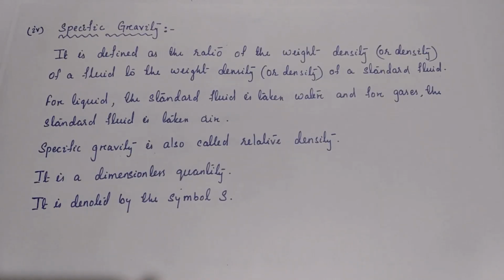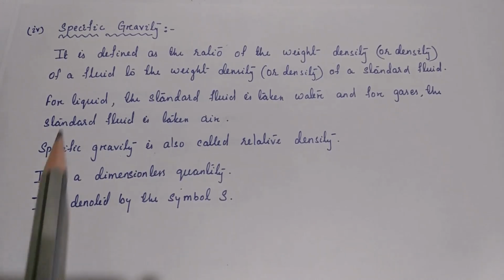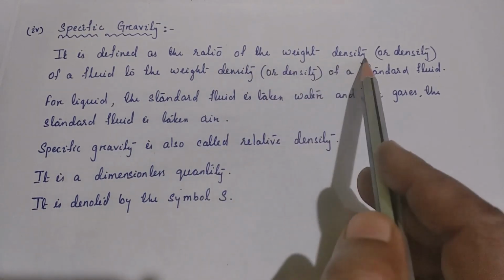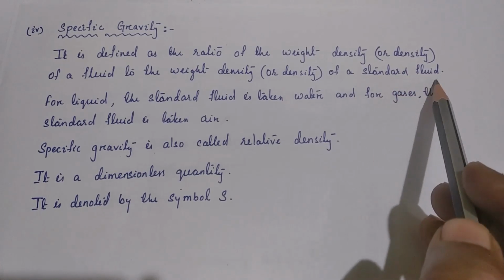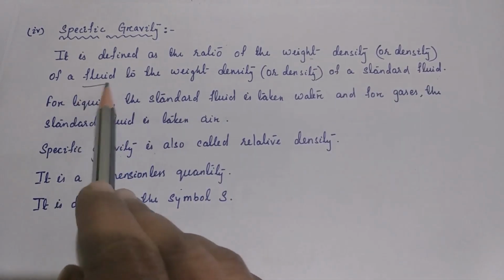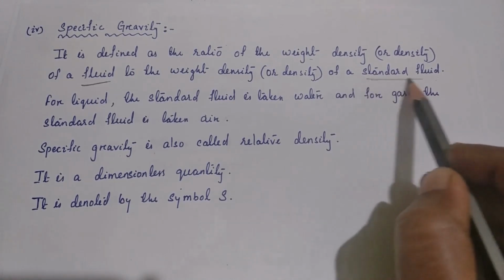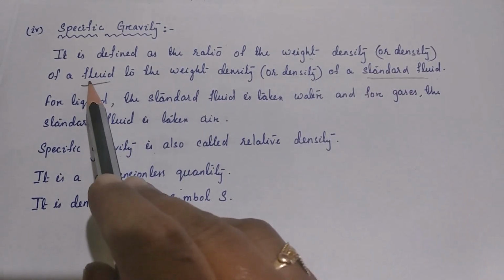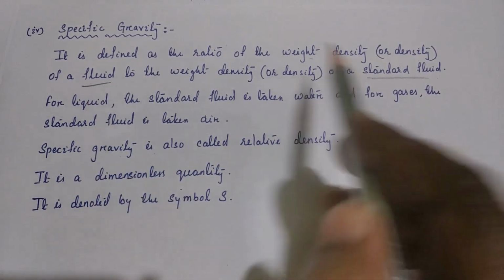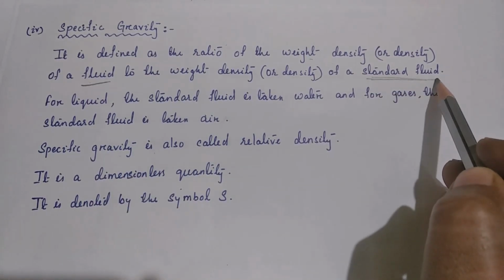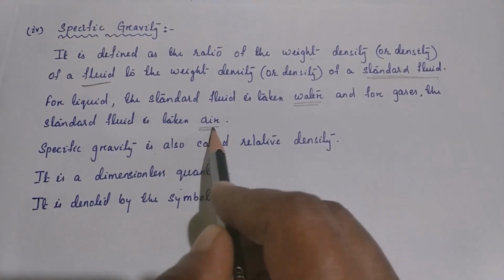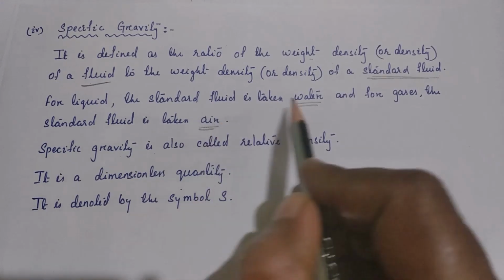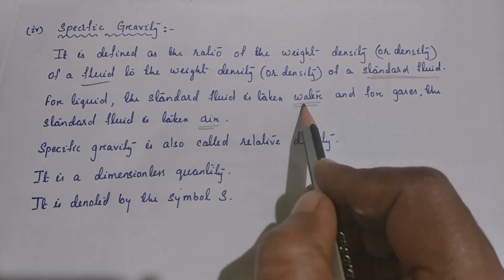The next property we will discuss here is specific gravity. It is defined as the ratio of the weight density or density of a fluid to the weight density of a standard fluid. For the fluid, we can take any fluid. But for the standard fluid, we have to consider water for liquids and air for gases. So air is the standard fluid for gas and water is the standard fluid for liquid.